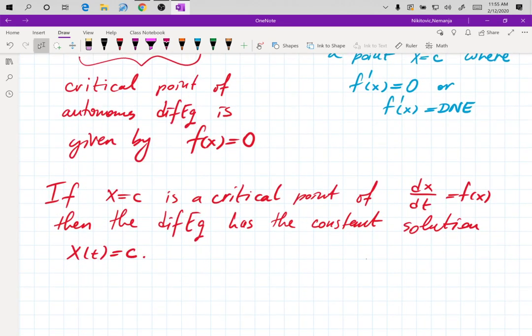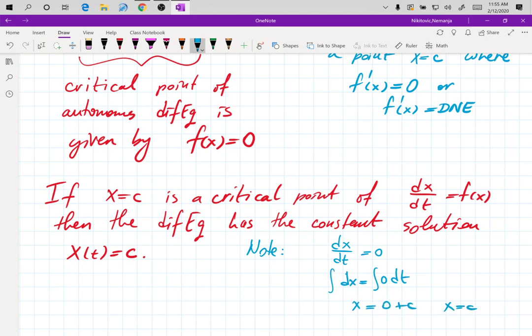Maybe we should write it just because we can. I'll put it as a note. You have your dx/dt equal 0, then separation of variables: dx equals 0 dt. Integrate both sides, x equals 0 plus c, x equals c. Right, so at this point, after Calc 1, Calc 3, and now DifEq, that statement should be common sense.